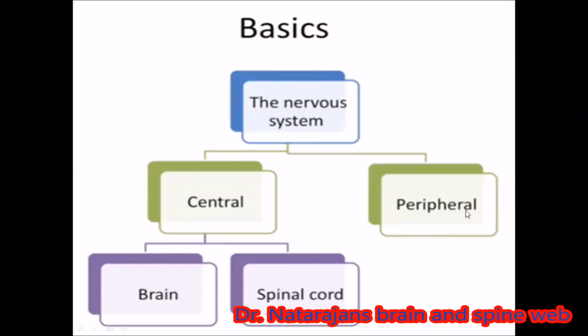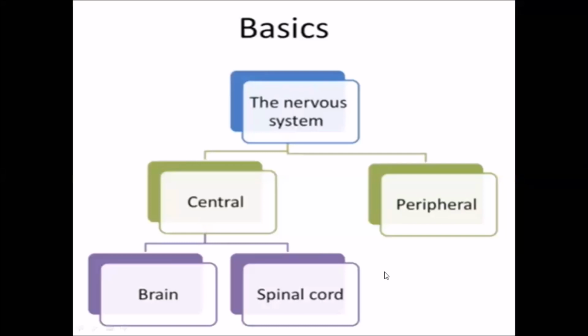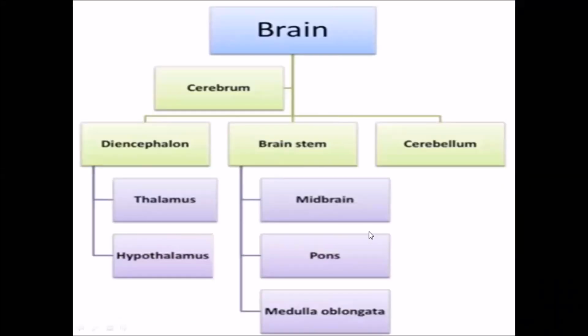The central and the peripheral nervous system. The central nervous system is composed of the brain and spinal cord. And the brain in turn is composed of cerebrum, diencephalon, brainstem, and the cerebellum. The diencephalon further comprises the thalamus and hypothalamus. The brainstem is composed of midbrain, pons, and medulla.